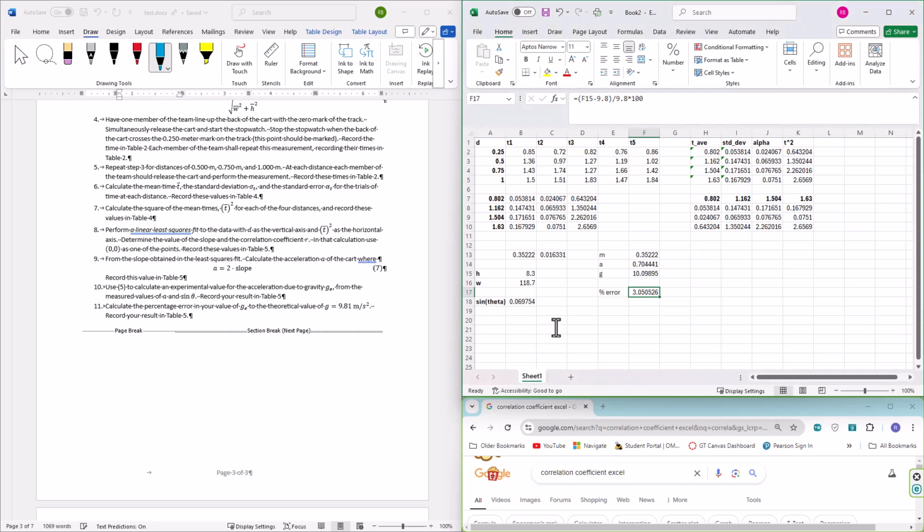So for correlation, I'm just going to type in R. That's going to be equal to X.